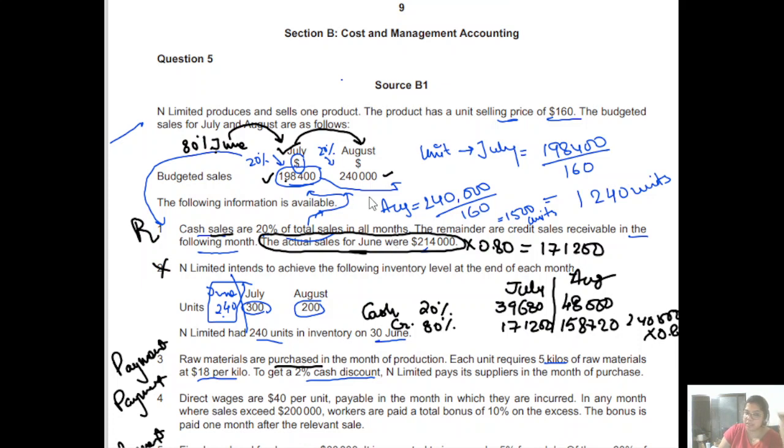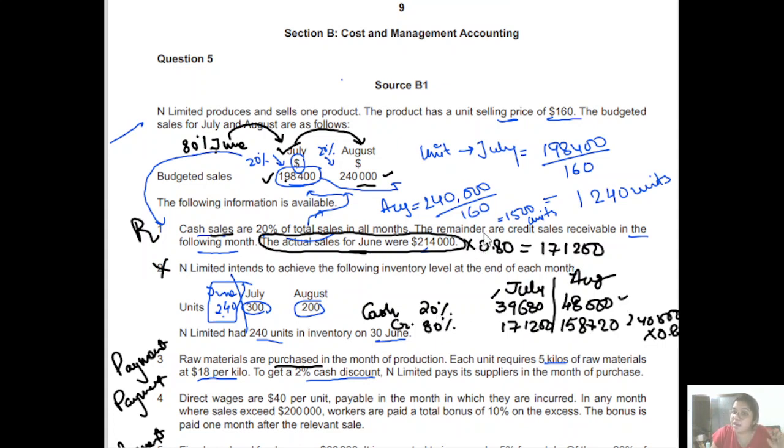Meaning whatever the sales of each month, you have to find 20% of it. Okay, that's your cash sales. So for July, 198,400 into 20%, that is 39,680. Okay, and 240,000 20%, that is 48,000. Write down. This is your cash sales.